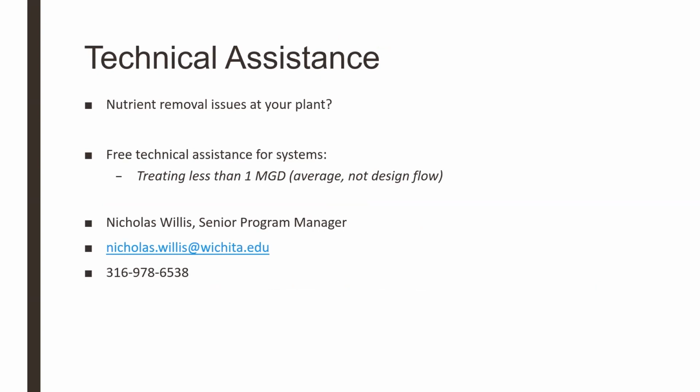With this, we are wrapping up our training on testing for phosphorus removal at your plant. If you do have nutrient removal issues at your plant, feel free to reach out to me. I can provide technical assistance if you treat less than 1 million gallons per day. So you might be permitted for 1.5 million gallons per day, but if you're flowing less than 1 million gallons per day on average, your system is eligible.